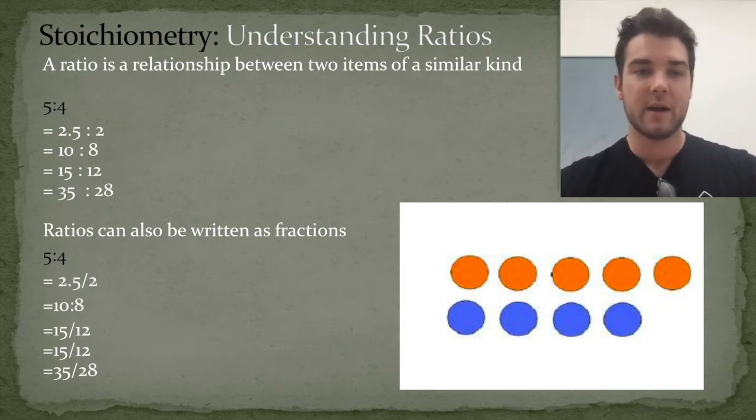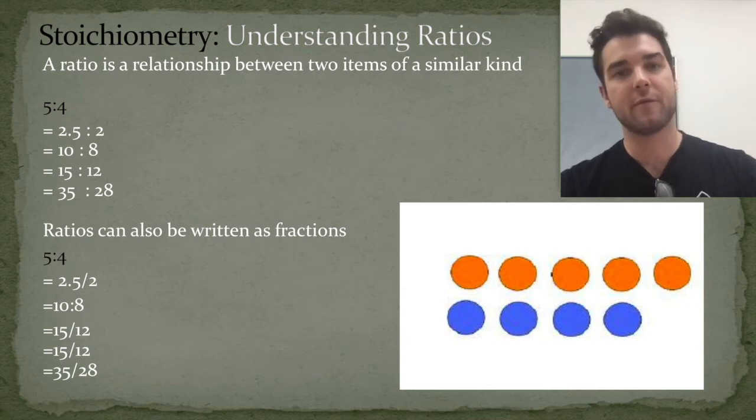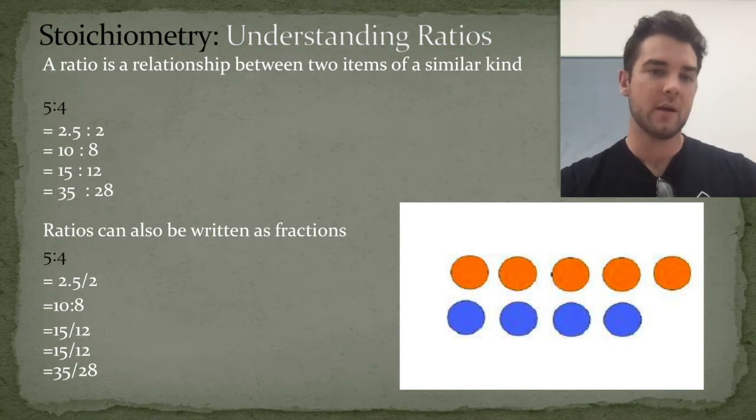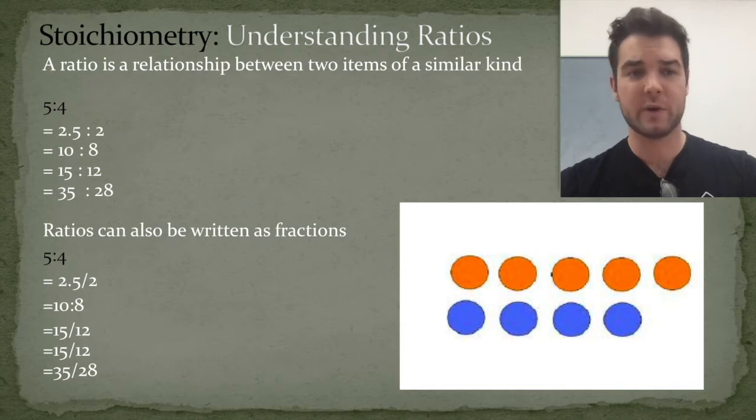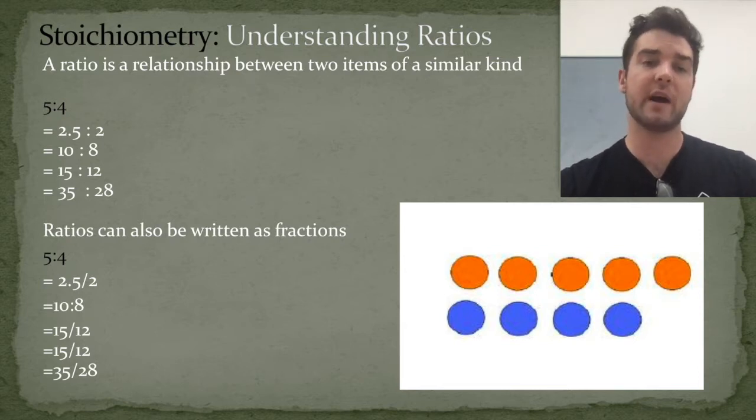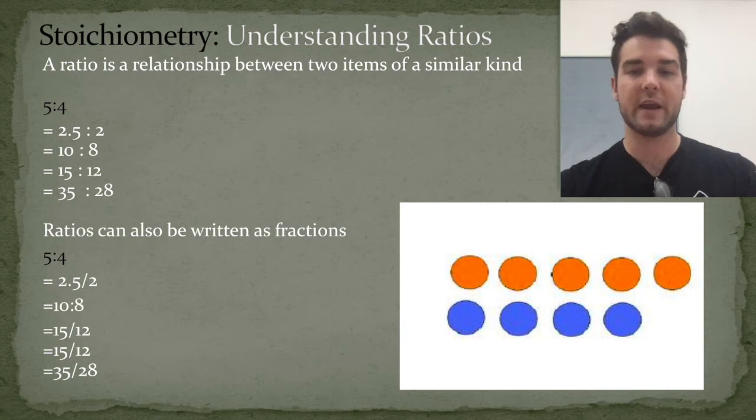We can say that we have a ratio of 5 orange to every 4 blue. That's the same ratio as 2.5 is to 2 if I halve everything. Or I can double it, 10 is to 8. Triple it, 15 is to 12. I can multiply it by 7, 35 is to 28. It's the same ratio. Now ratios can also be written as fractions.